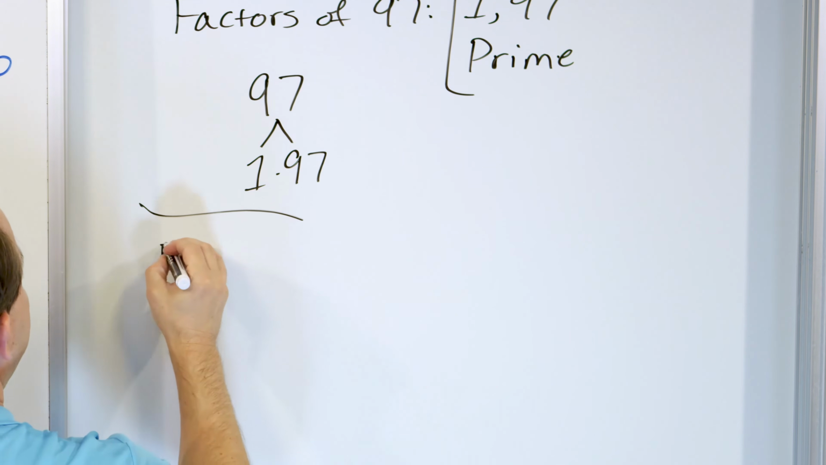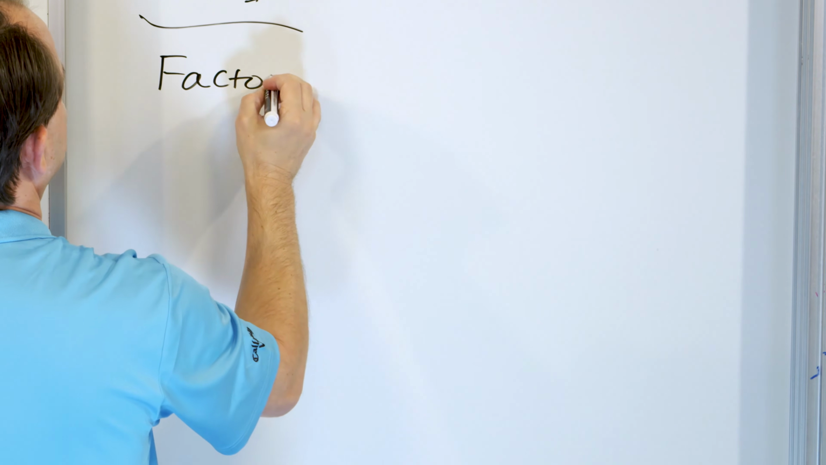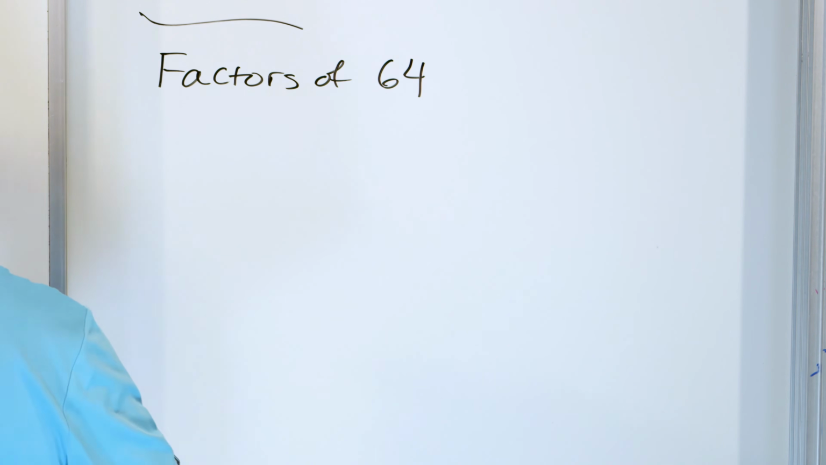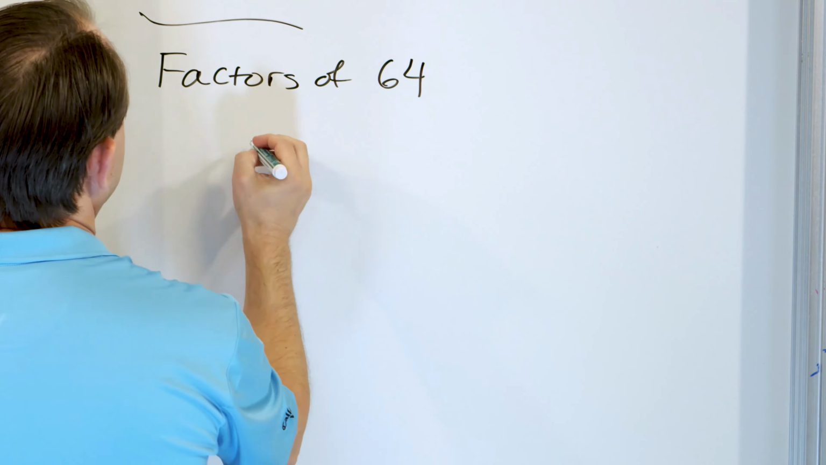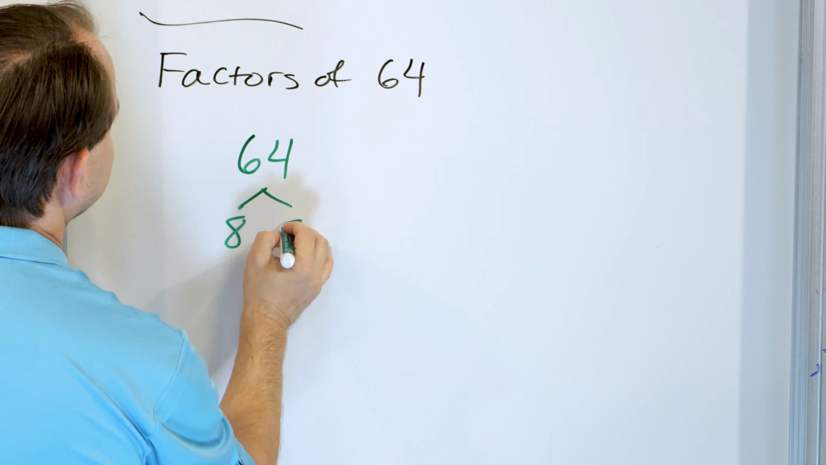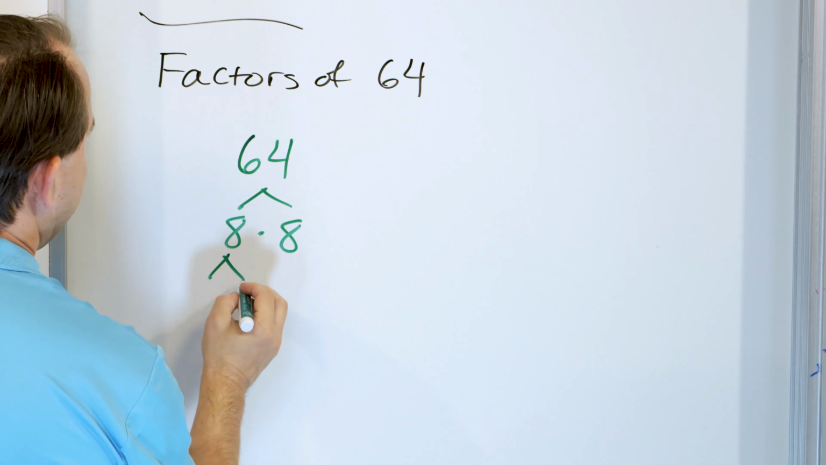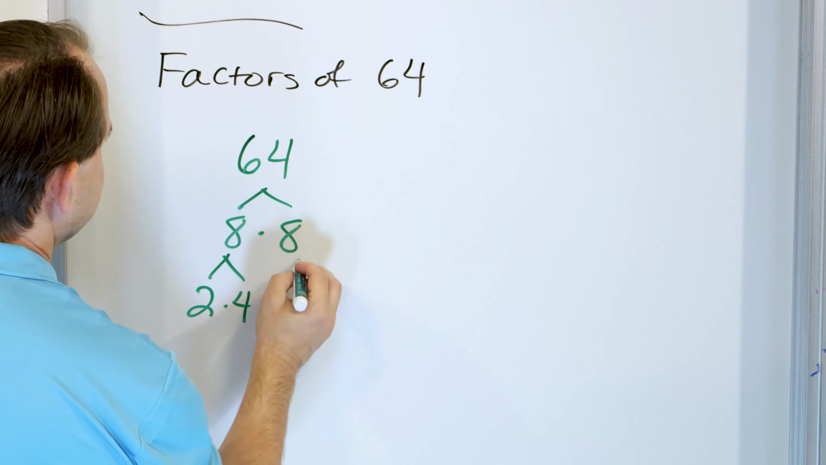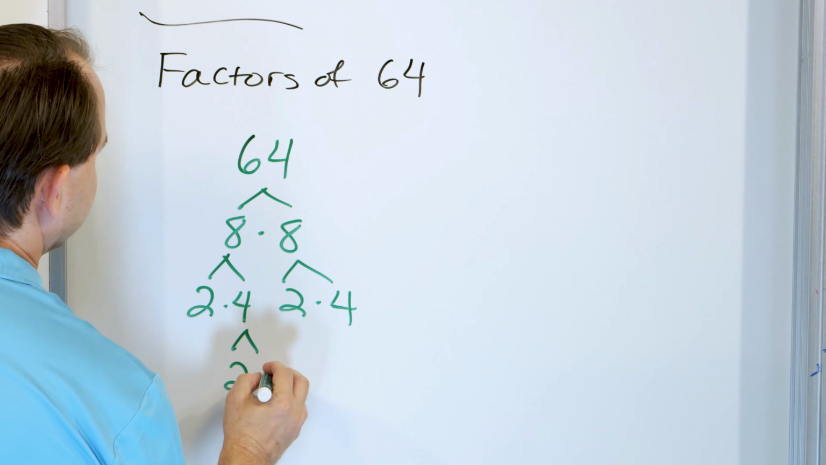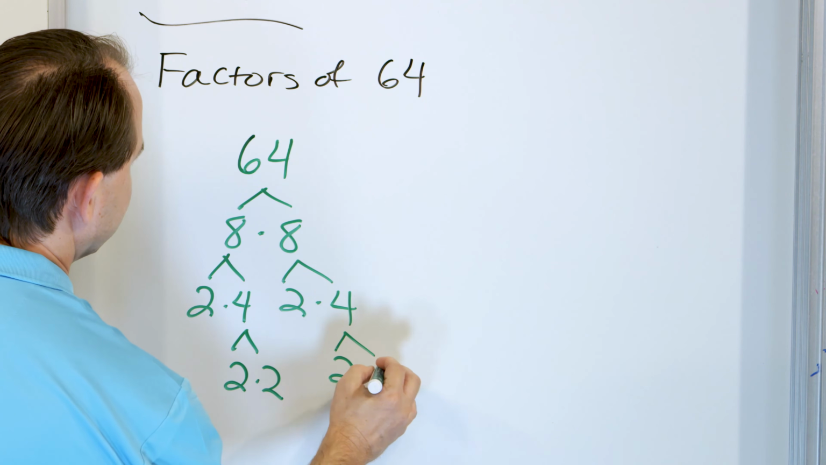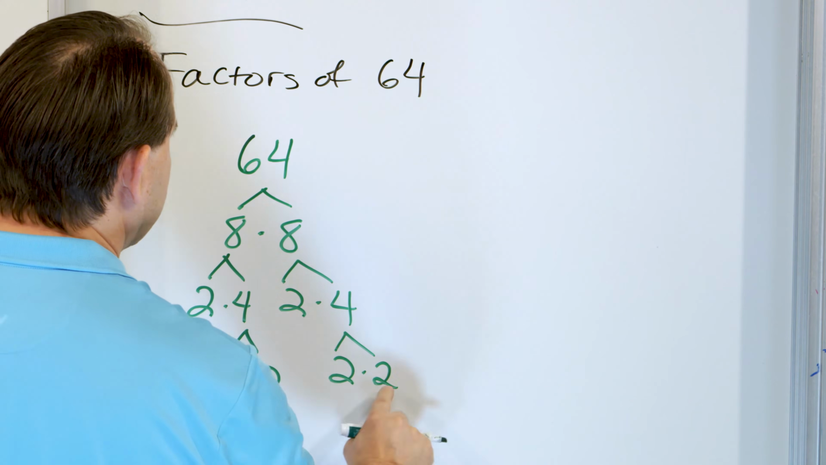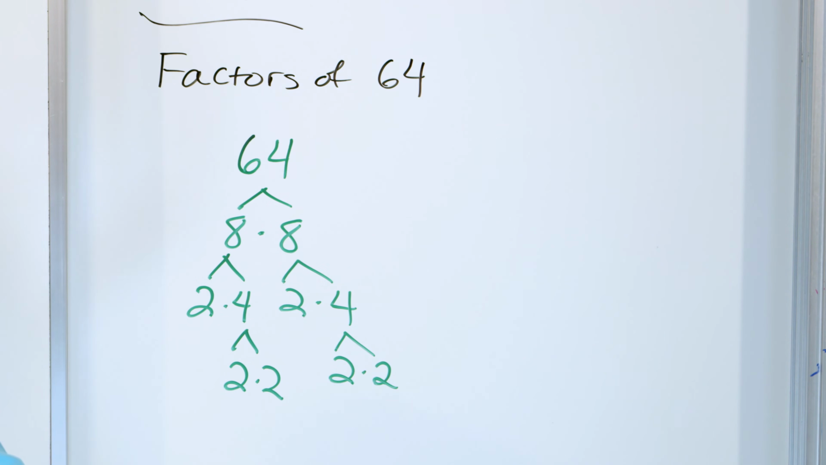Let's take a look at the factors of 64. All right, so factor tree. We have a 64. What times what is 64? I'm going to write that as 8 times 8. That's 64. 8 can be written as 2 times 4. This 8 can be written as 2 times 4. This 4 can be written as 2 times 2, and this 4 can be written as 2 times 2. So I'm done, because I can't break the 2's up any further, because all I'll have is 1 times 2, and that doesn't add anything new.